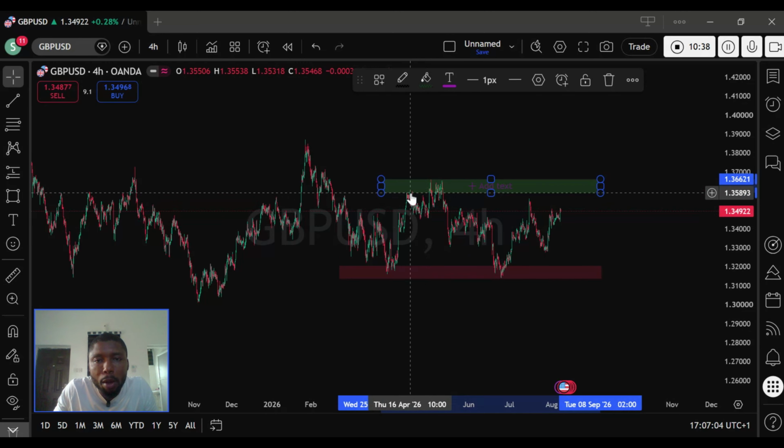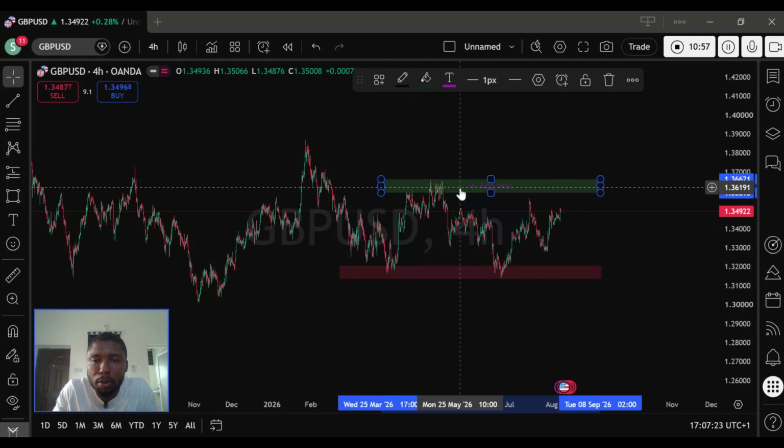So this place where price got to and this particular place where price got to is the same zone, the same area. It doesn't necessarily have to get exactly where the initial price got to for it to be valid. All right, so this is a resistance zone.